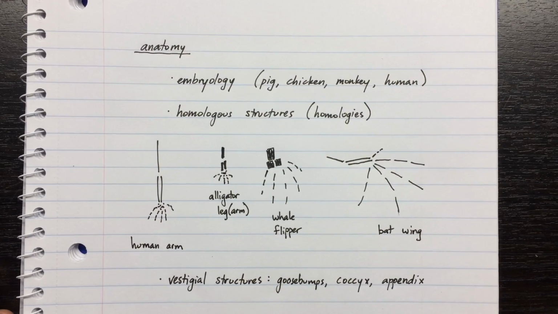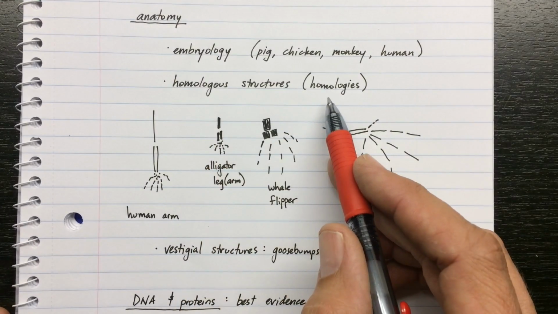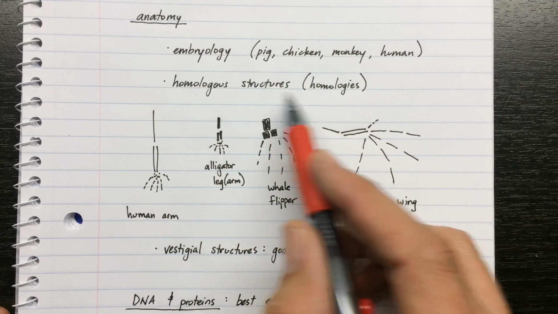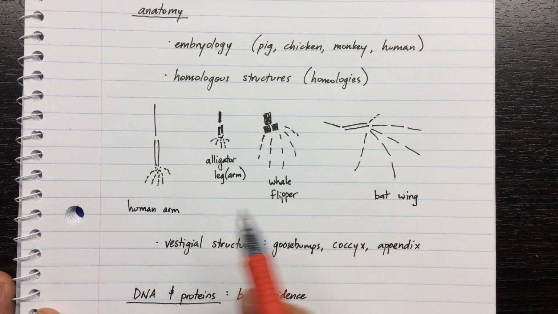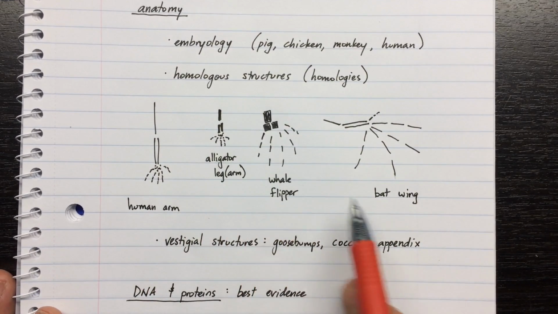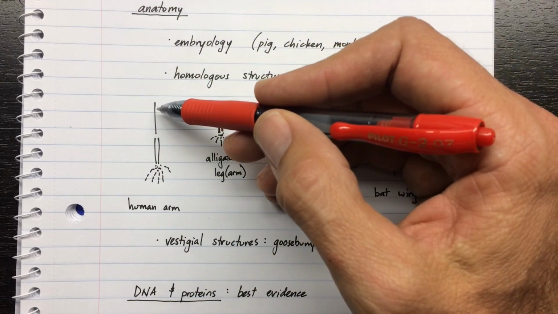Now one of the other aspects of anatomy is homologous structures. Homologous structures are sometimes referred to as homologies, the prefix homo meaning the same. This refers to the fact that in a variety of organisms, such as humans, alligators, whales, and bat wings, you will see similar structures. The structure of a human arm looks like this.